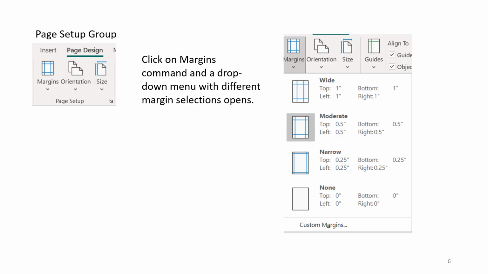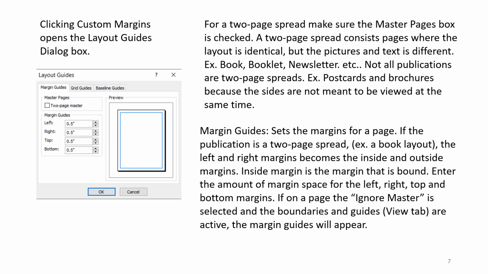Page Setup Group. Click on Margins command and a drop-down menu with different margin selections opens. Clicking Custom Margins opens the Layout Guides dialog box. For a two-page spread, make sure the Master Pages box is checked.